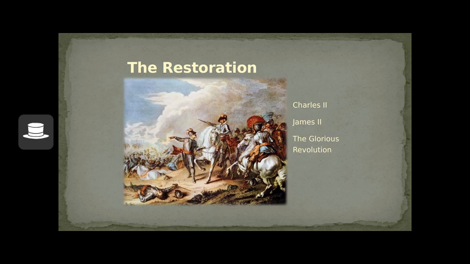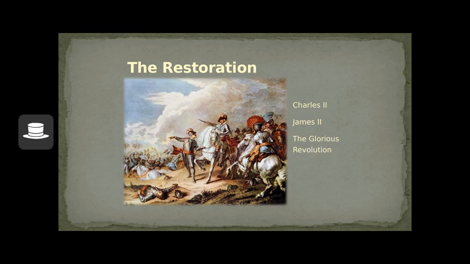Why was it so glorious? Well, it was glorious from the perspective of the English upper class, the gentry and the merchants, because hardly anybody got killed during the whole thing. James realized that nobody really supported him, and so he abdicated the throne. He left England for the continent. And William and his wife Mary became the new king and queen of England. All right?